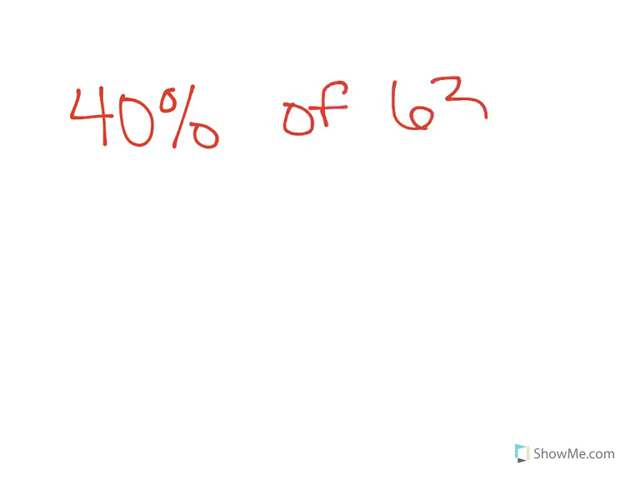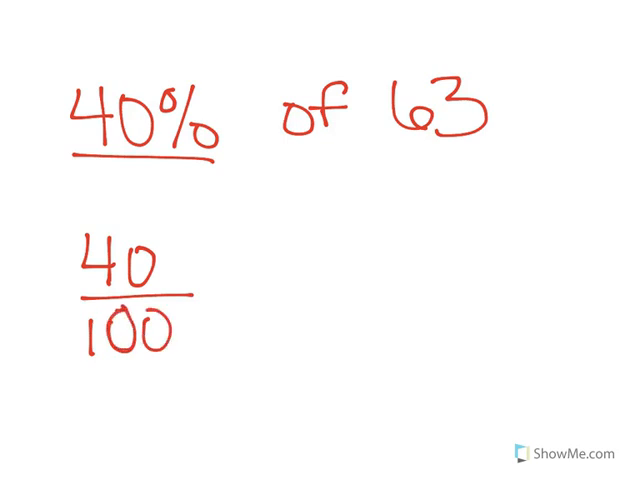So let's just say they wanted to find 40% of 63. I want to find 40% of 63. Now this is where that is over of comes in handy. What information did they give us? They gave us the 40%. So it's 40 over 100. Why is it over 100? Because percent is always out of 100. So it's 40 out of 100. I can simplify it, but I'm going to leave it alone.